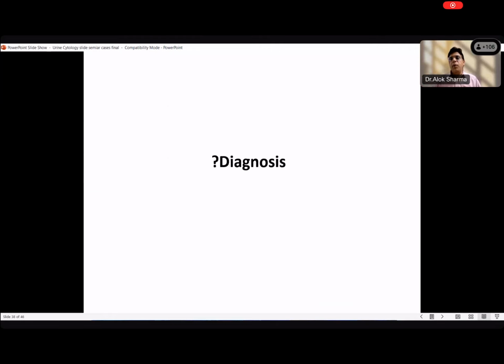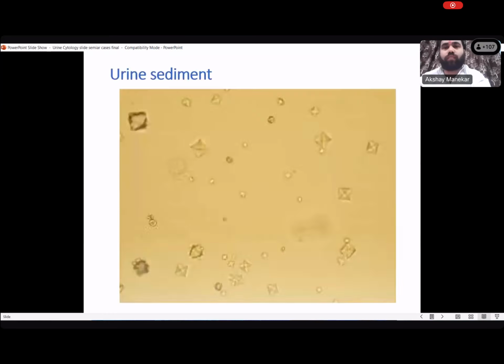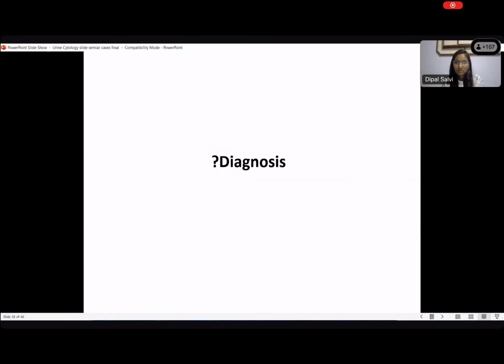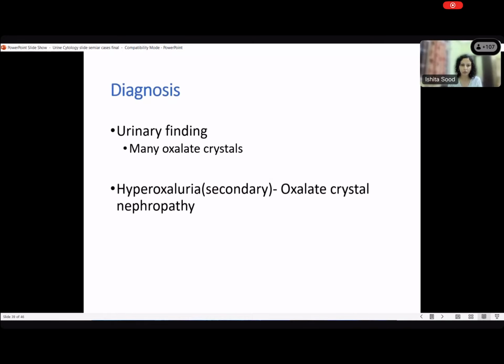And why has it happened? Importantly, why has this patient landed up with this problem? Urate nephropathy because of the gastric bypass surgery. But this is not urate, right? What did we just speak about? Oxalate. So if you look at the clinical history, what had happened? There was a gastric bypass surgery. So post gastric bypass surgery, what has happened? There is increased absorption and decreased excretion of the oxalate from the body, so increased amounts of oxalates are present in the body. You need to read this up.